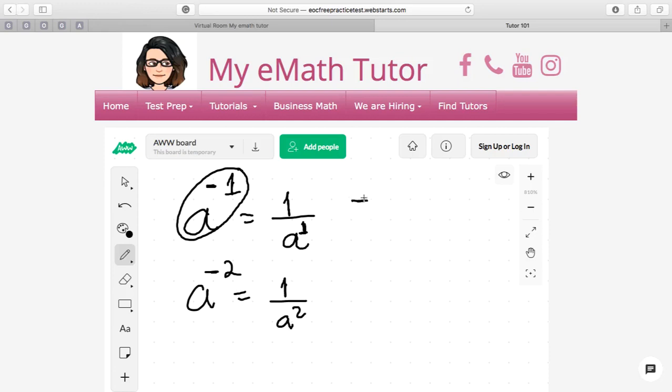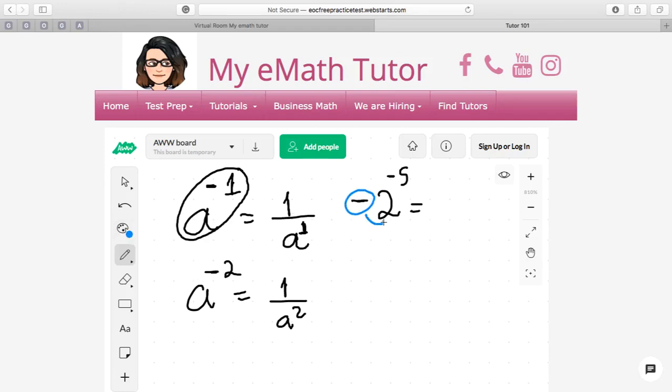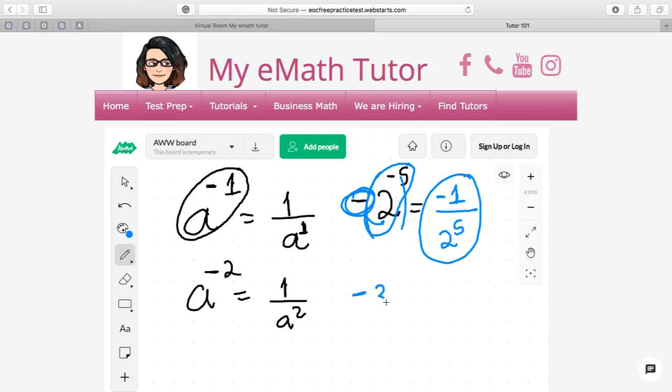Now let's say that you have negative 2 to the negative 5th. Be very careful here because look, this negative belongs to the 2, not to the exponent. So I will still bring this guy to the bottom, right? But my negative belongs to the whole thing. So this will be negative 1 over 2 to the 5th. So let's do another example. Negative 3 squared to the negative 2. Then look what's going to happen here. This is going to be negative 1 over 3 squared. Think of this. This exponent is only affecting this, not the negative.